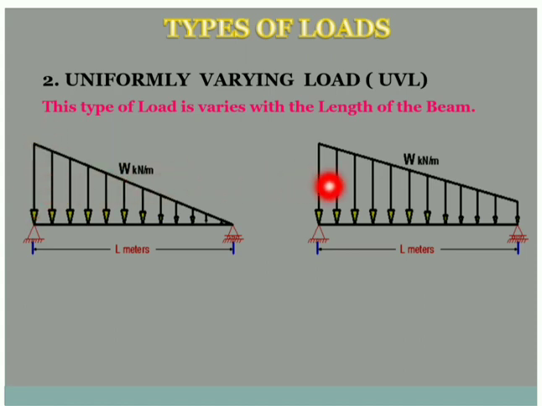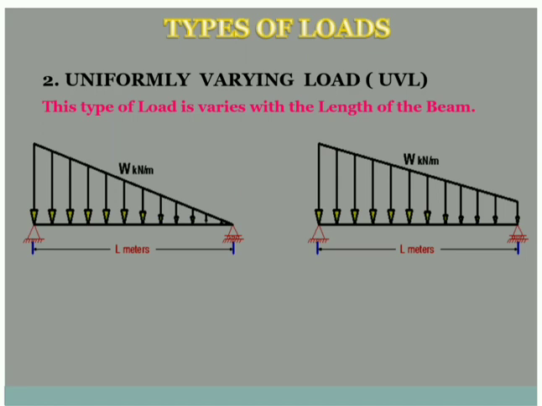The second form is a trapezoidal shape, where the last point does not have 0 intensity, but there is some value. But this load also is uniformly varying. The difference is that here the last value becomes 0, whereas here the last value does not become 0. There is a need to understand both these types because those are asked in the question paper problems.